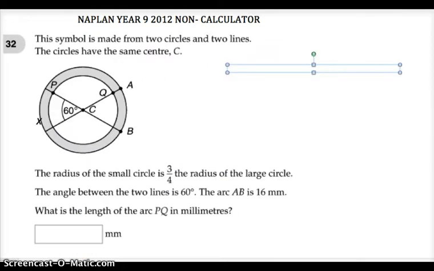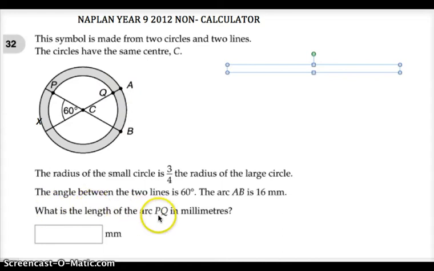Question 32 of the 2012 non-calculator paper. This symbol is made from 2 circles. We can see the outside and the inside circle, and 2 lines, 1 line, 2 lines. And the circles have the same center C. The radius of the small circle is 3/4 the radius of the large circle, and the angle between the 2 lines is 60 degrees. So that's the angle between these 2 lines. The arc AB is 16 millimeters, so that length there is 16 millimeters.